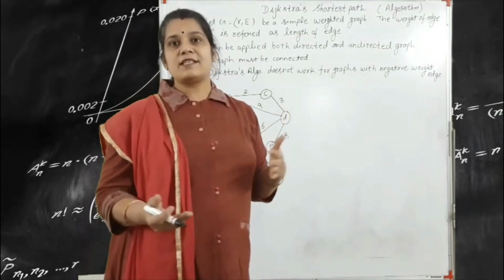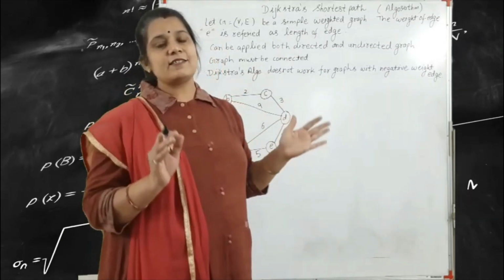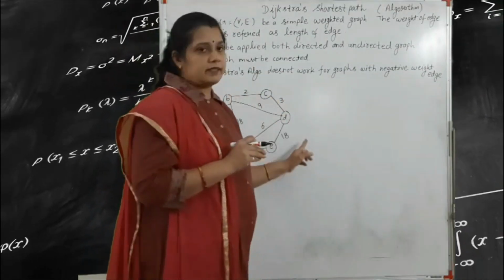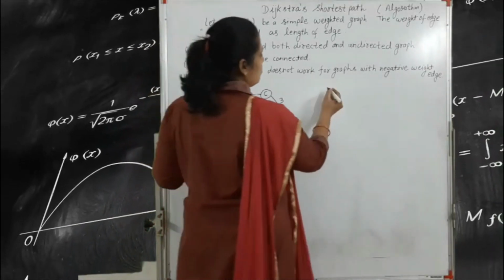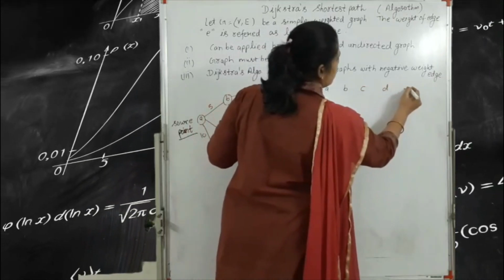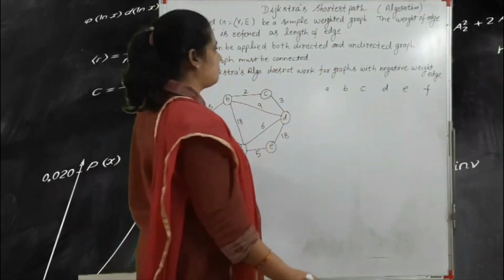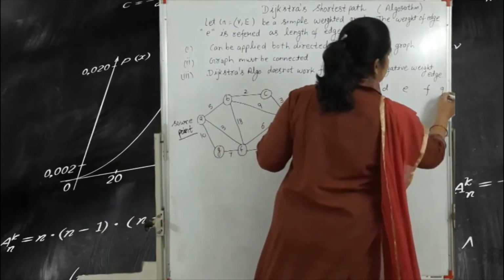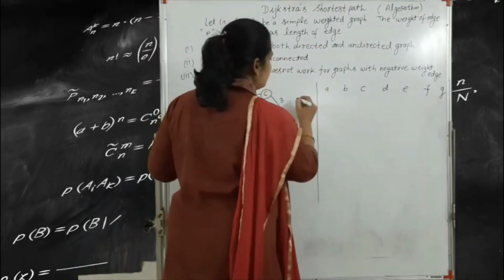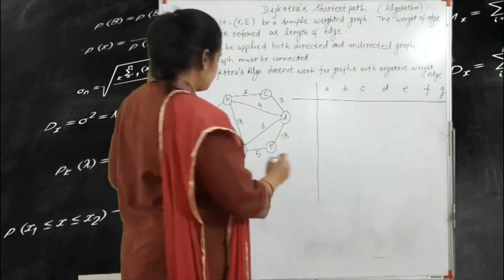So what is the process for finding the shortest path? The process is very easy and depends just on logic. First we write the total vertices: A, B, C, D, E, F, G. Here we write the total values. Here we write the shortest path.